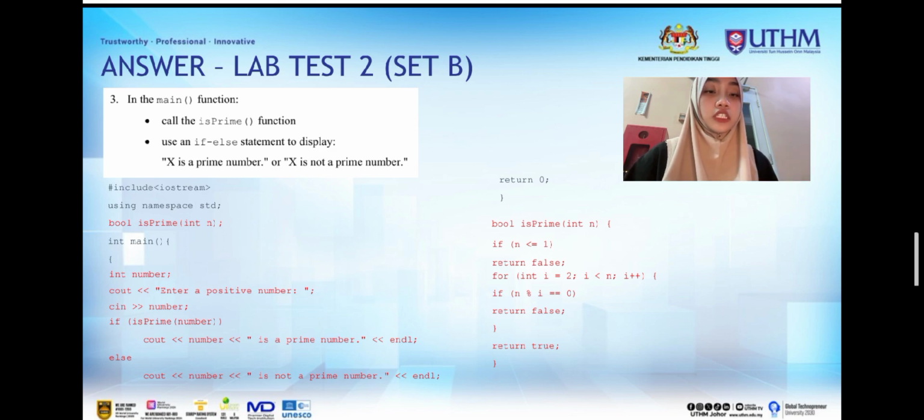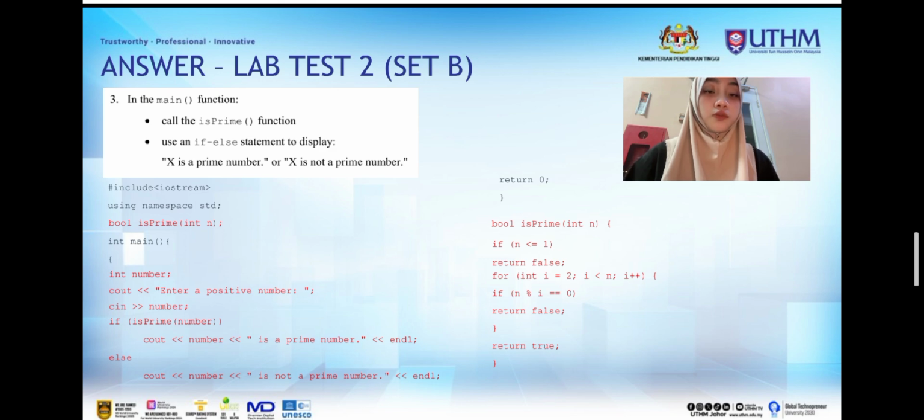Otherwise, if the function returns false, the else statement will execute, which is cout << number << " is not a prime number". This means that the program will display that the entered number of the user is not a prime number. For example, if the user enters 8, the output will be 8 is not a prime number. So the statement return 0 indicates that the program has ended successfully.